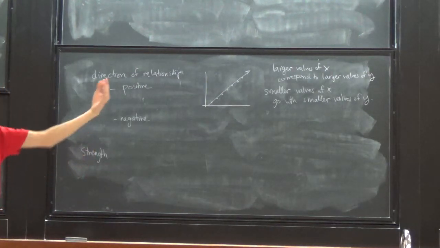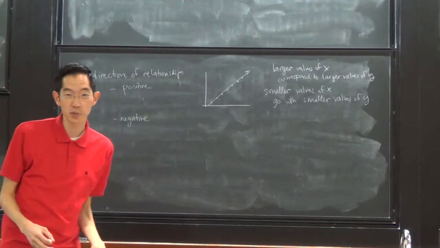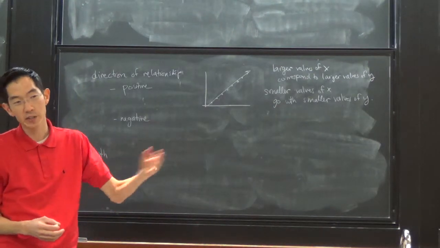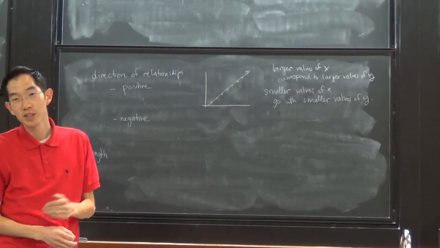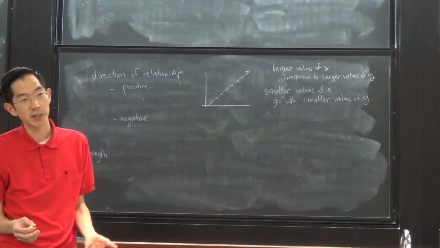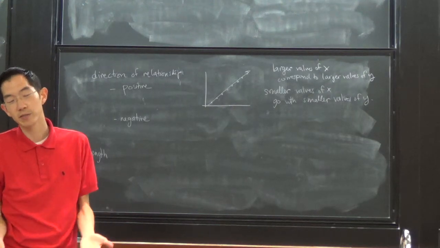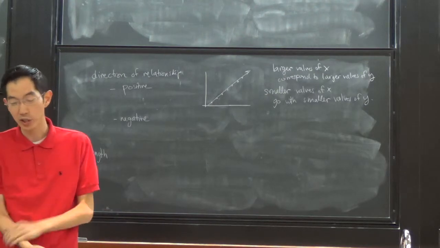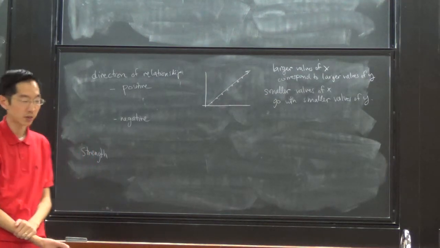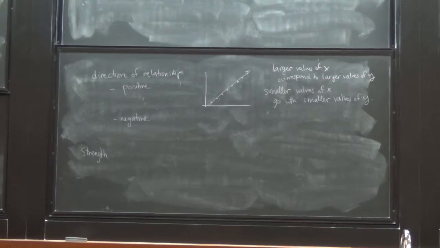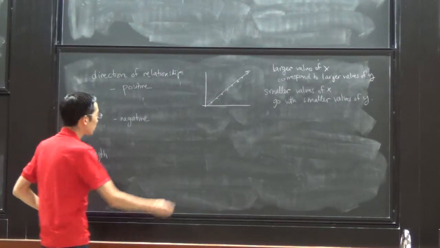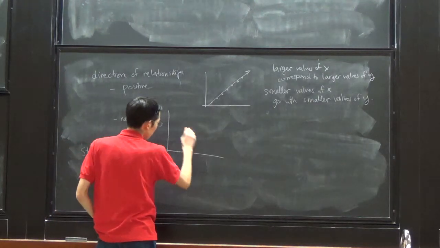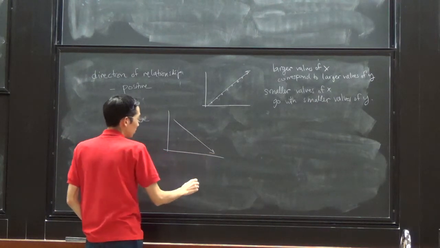Longer snakes, so high values of x, correspond to heavier snakes, high values of y. Shorter snakes, small values of x, go with lighter, correspond to lighter weights, so smaller values of y. So large x goes with large y, small x goes with small y. Negative relationship, just the opposite. Okay?